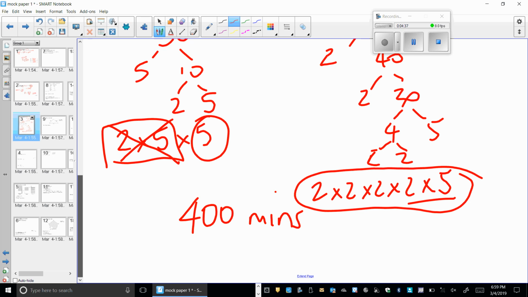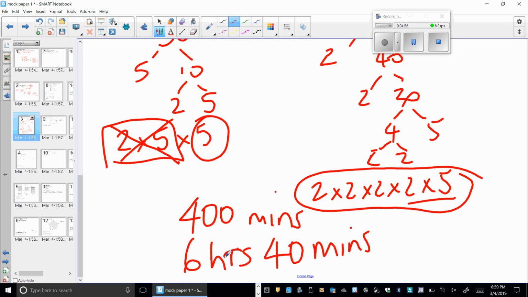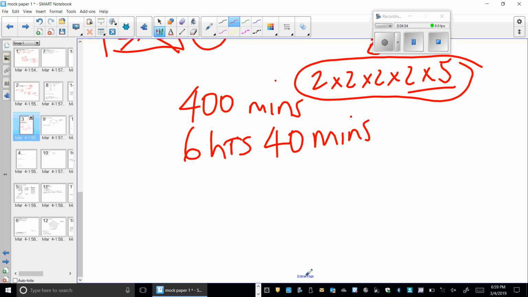Okay. So we're going to see how many hours that is. So 60 goes into that 6 times, that's 6 hours. 6 sixes are 36, so that's 6 hours and 40 minutes. It's asked what time it is, so adding on 6 hours and 40 minutes to 10 a.m. gives us 4:40 p.m. or 16:40 if you prefer.